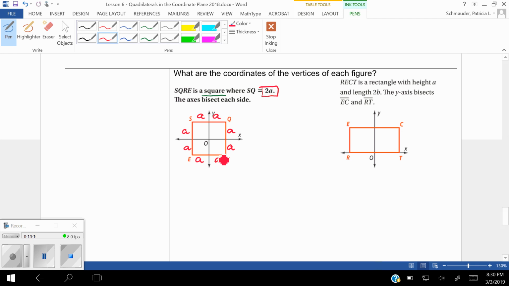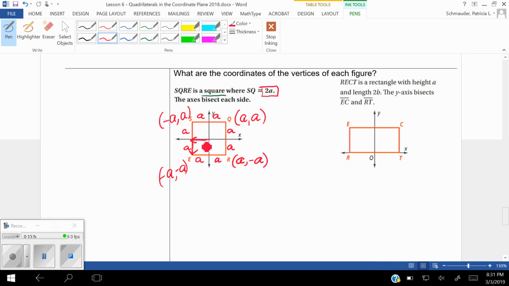Okay, so let's start with R. If I come over a units and go down a units, that means the vertex R is going to be a, negative a, right? Excuse me. For Q, I come to the right a units and I go up a units. So that vertex will be a, a. S is going to be negative a, positive a, and E would be negative a, negative a, because I go left a and I go down a units. That's all there is to it.